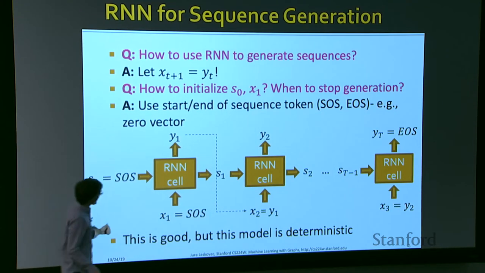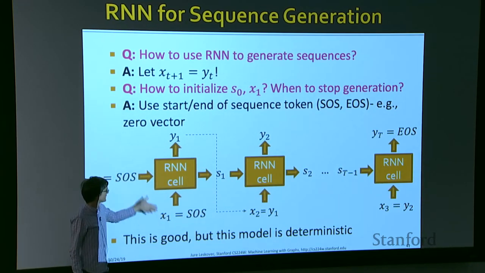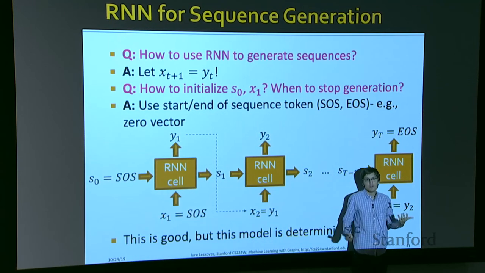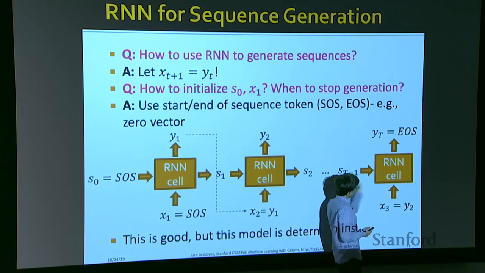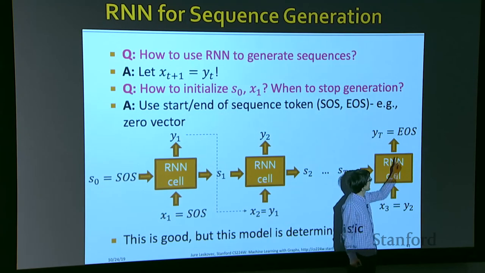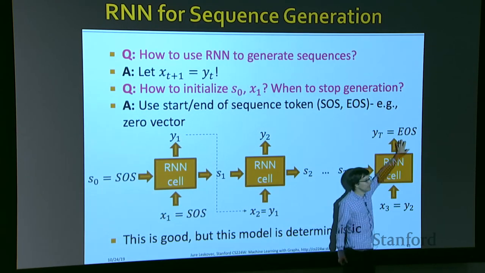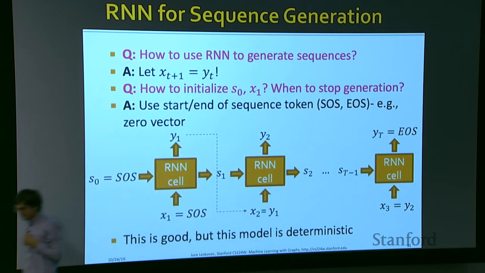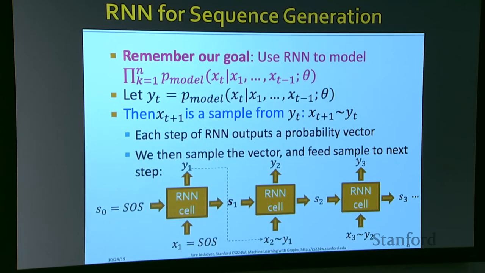Because we have this start of sequence, it's clear when we start. And because we have an end of sequence, we know when to stop. So this will roll until one RNN cell says, hey, guys, I have enough. It's end of sequence. That's the idea.